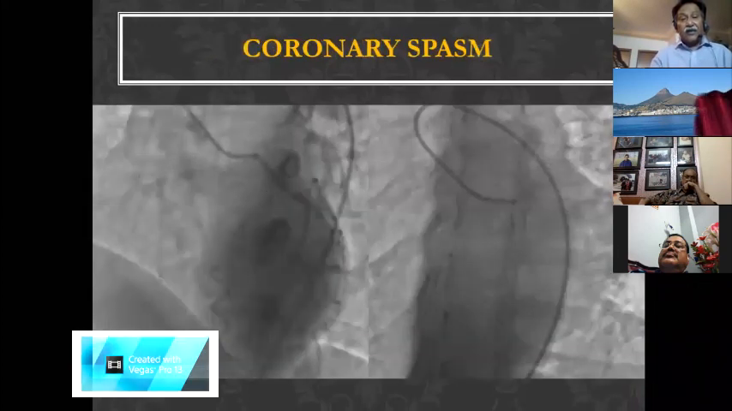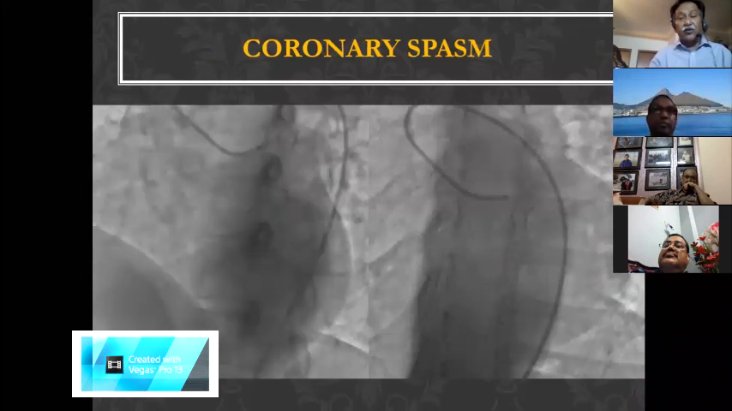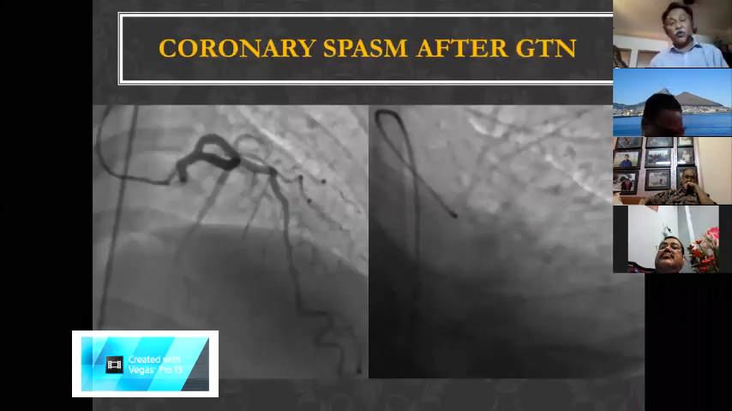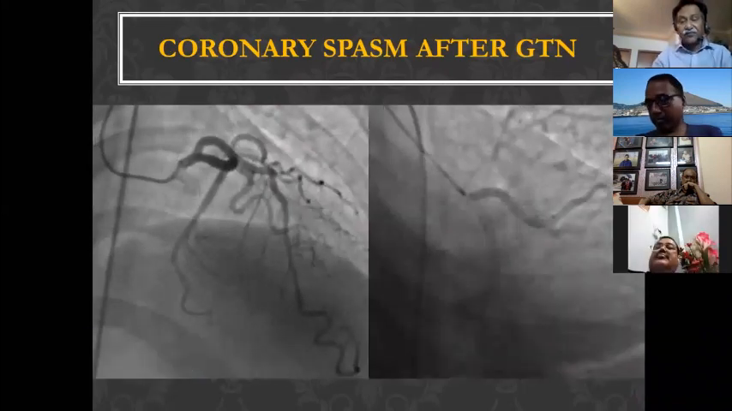And here happened the coronary spasm, which was relieved by intracoronary GTN. You see, that is the patient that I have told about earlier. After GTN, it looked like this.